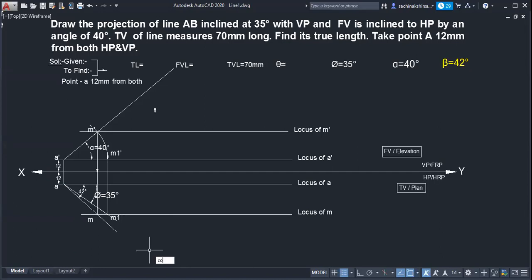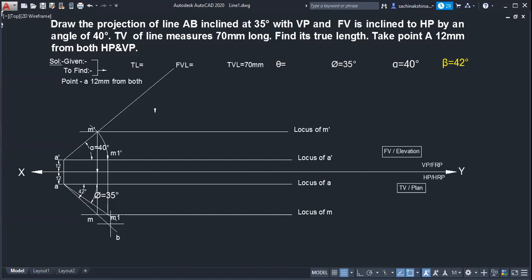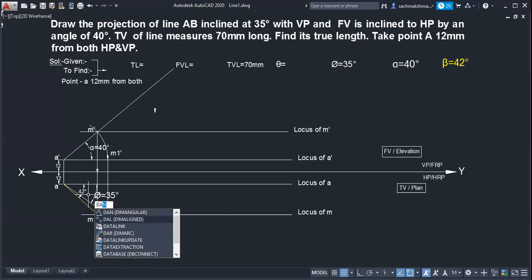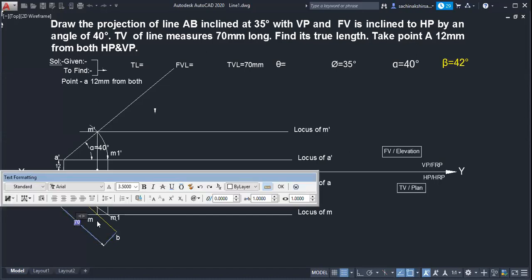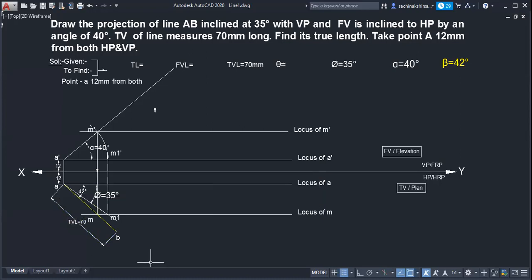Very simple. If it is understood, this is the simplest chapter. This point is B. Okay, so this is our TVL. Here also you can mark that length. TVL, how much is it given? 70 mm. TVL is 70 mm.